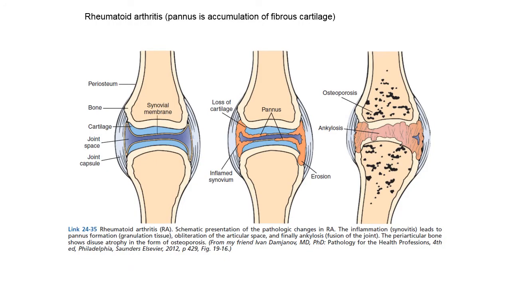So here's another view of normal, pannus formation, and then advanced degradation of the joint, and a formation of a fibrous ankylosis. Ankylosis means an area where it used to be a joint, and now the bones are essentially fused with this fibrous connective tissue. Next slide.